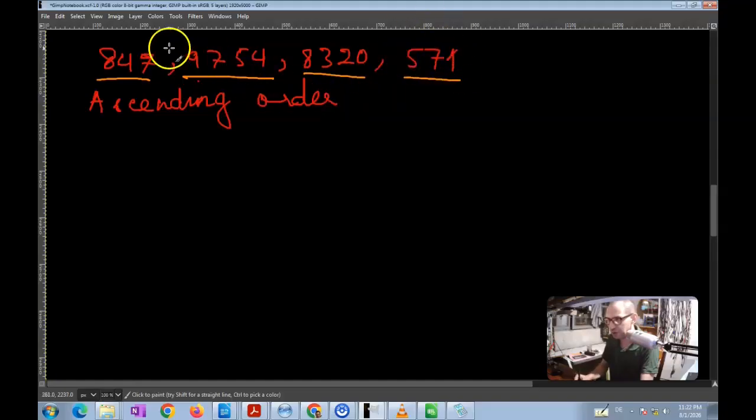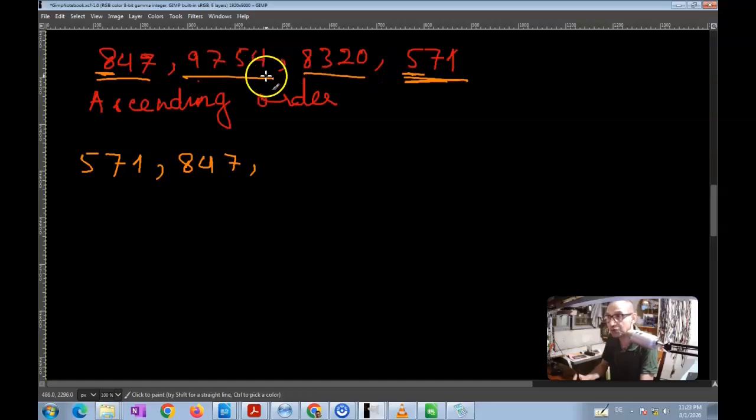So a 3-digit number here, a 3-digit number here, and the hundreds place value of this number is a 5. The hundreds place value of this one is an 8, which means that this number is smaller than this number. So I write this number, 571, over here, and then this number, 847. And then we have two 4-digit numbers.